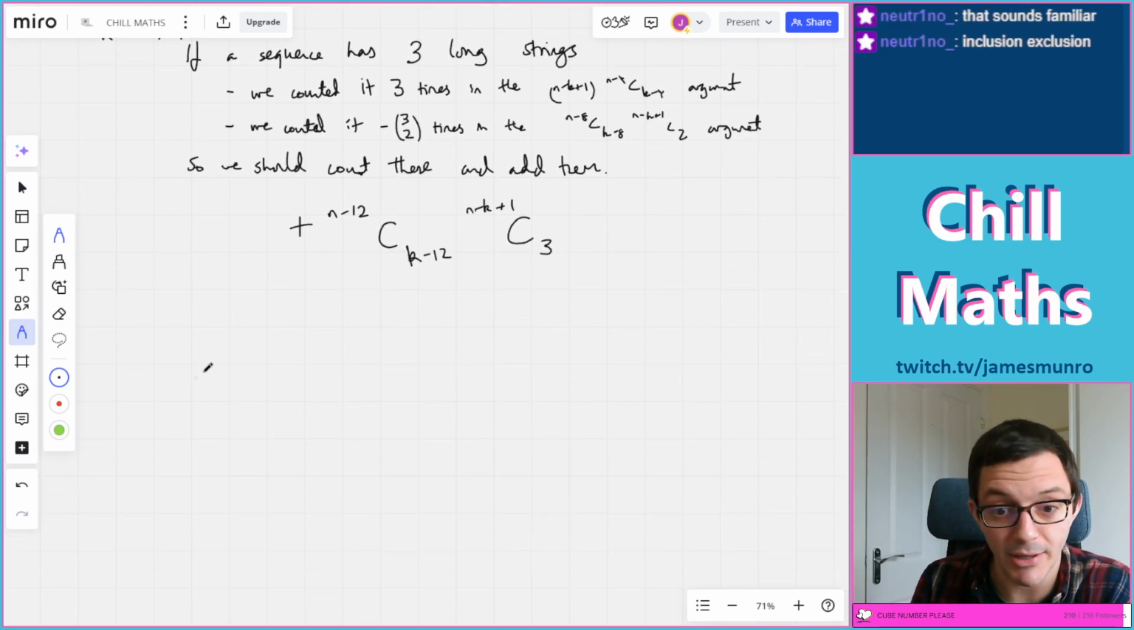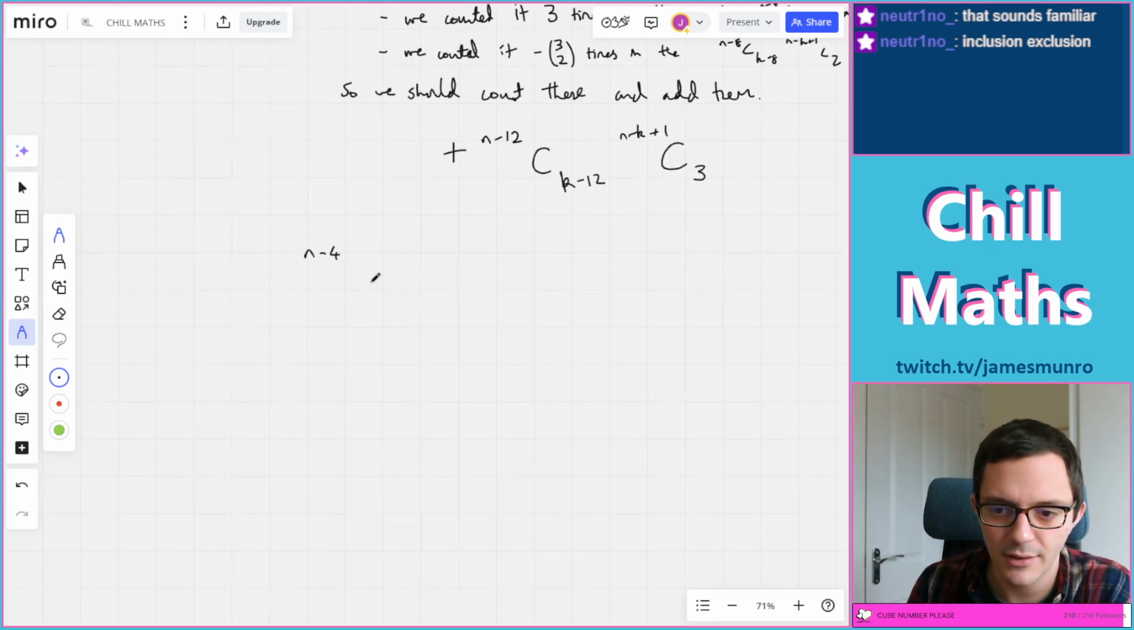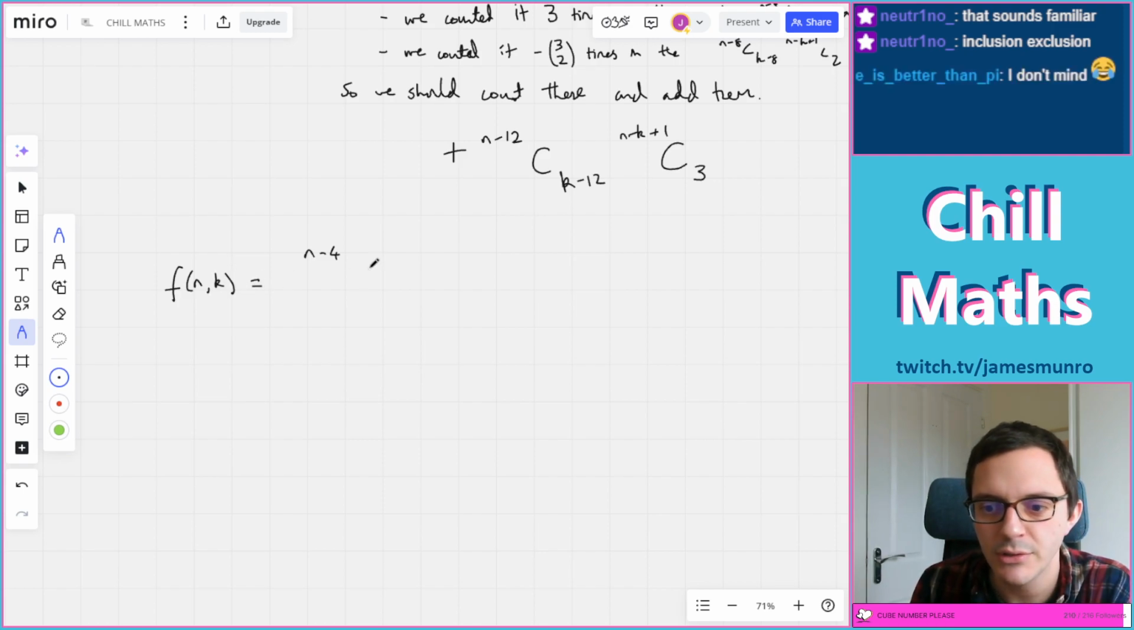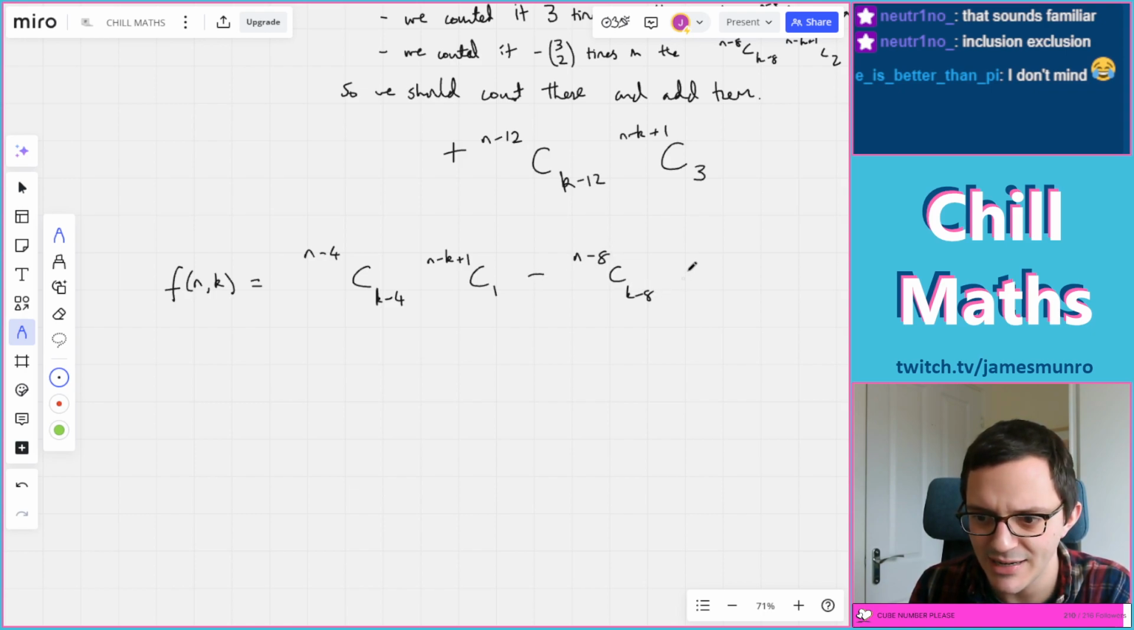Yeah, inclusion-y, exclusion-y sort of stuff. Our formula so far, by the way, looks like this. F of n,k is equal to n choose 4, n minus 4 choose k minus 4 times n minus k plus 1 choose 1. That's the first thing that we wrote down. Then we decided to subtract n minus 8, k minus 8, to allow for overcounting.